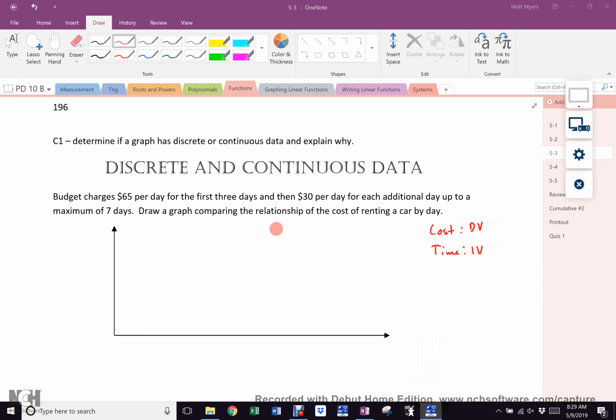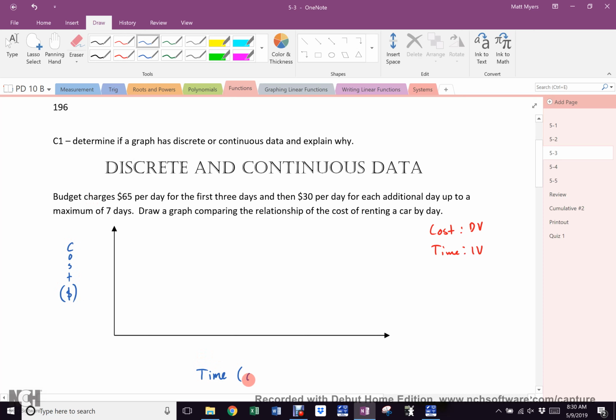Okay? So, what's going on the vertical axis? Cost. What's going on the horizontal axis? Time. What is cost measured in? Dollars. What is time measured in? Days. How many days do I need? Why only 7? Because I only have data for 7 days. Agreed? Cost. Let's go up by 50.